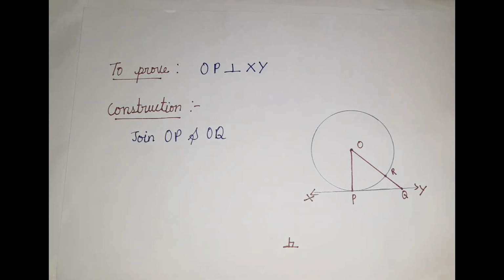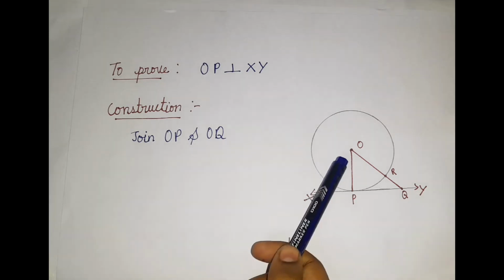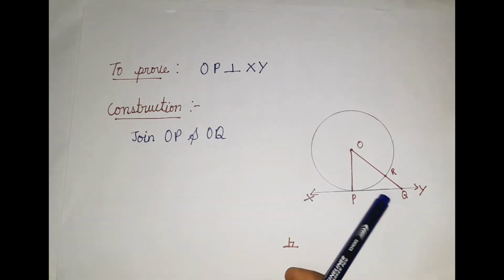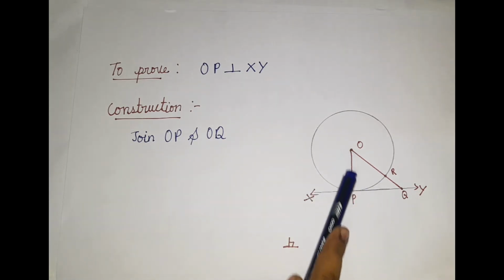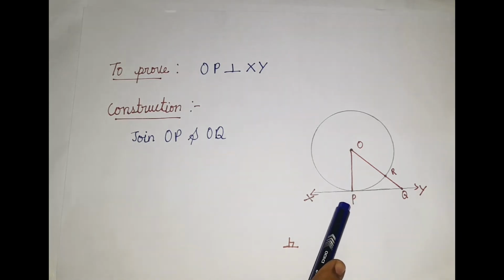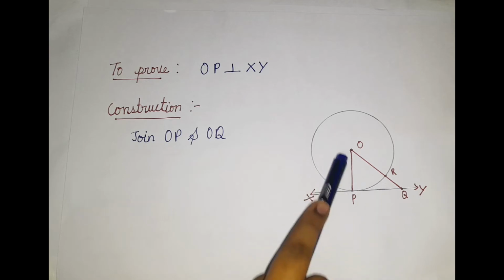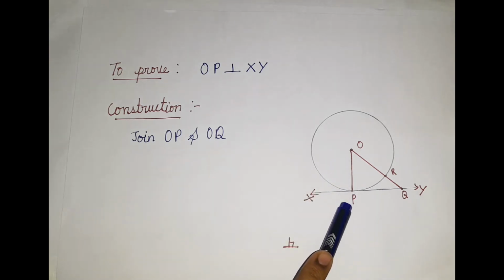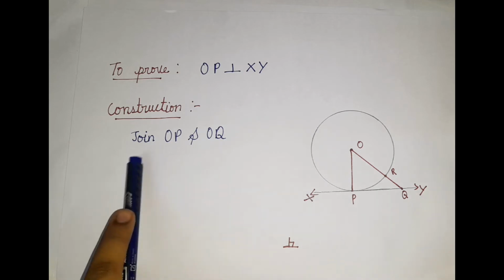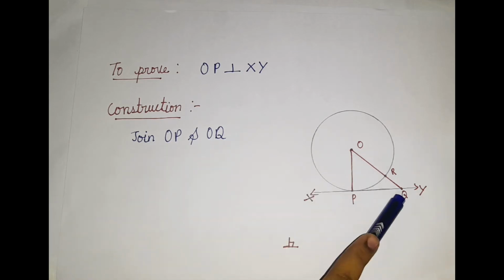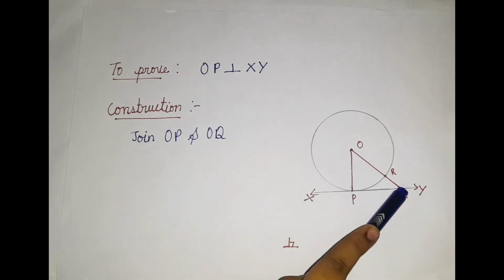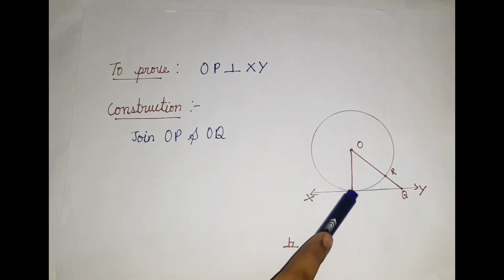We just joined an extra point, am I right? We just joined OP and OQ. OP is already there, but this is a new one. After the previous step we just drew this line, that's why we wrote OP. Nothing will happen if we write it. So join OP and OQ. Why did we take this line? Just to prove that OP is perpendicular to XY. That is a simple reason.